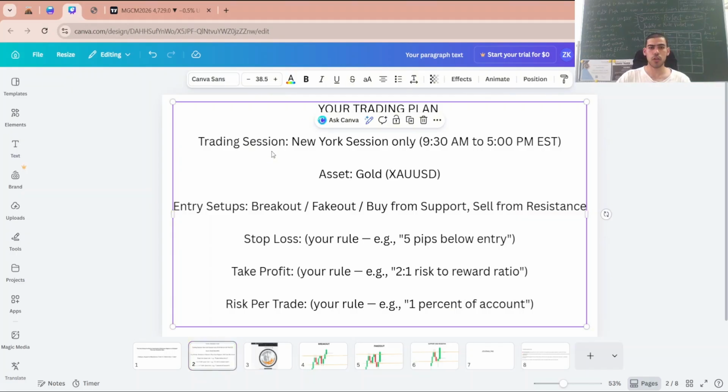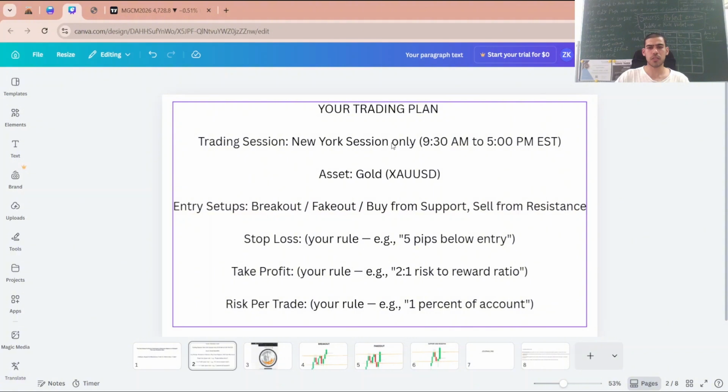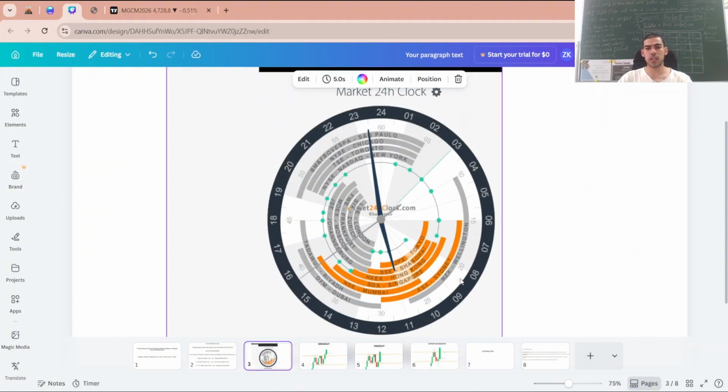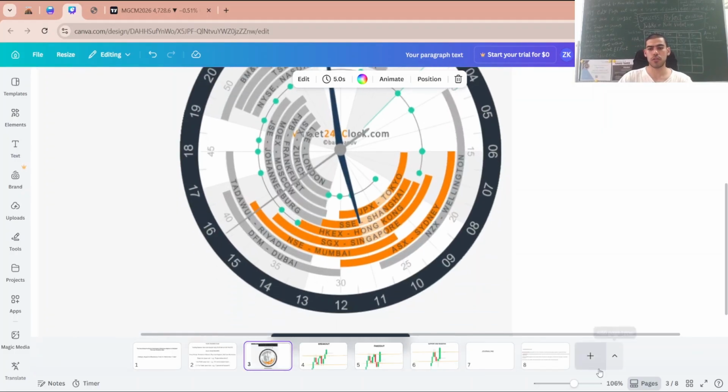Simple thing. First of all, trading session. You have to choose a trading session you're comfortable with trading, and also a time that you are free. It's about 2 to 3 hours. Here I'm going to show you in detail how you can choose your trading session.